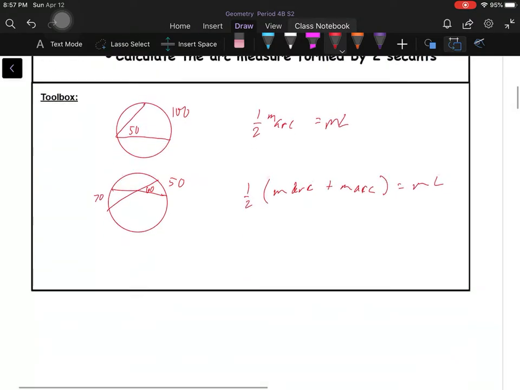Okay, the week prior to that, we looked at what we called central angles. And that's where if this is 60 degrees, this is 60 degrees. So when it's a central angle, the measure of the arc equals the measure of the angle.